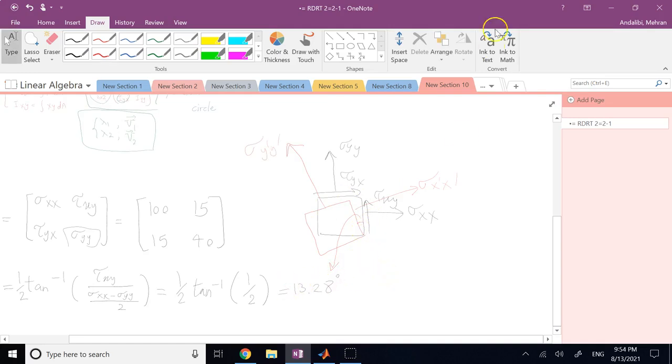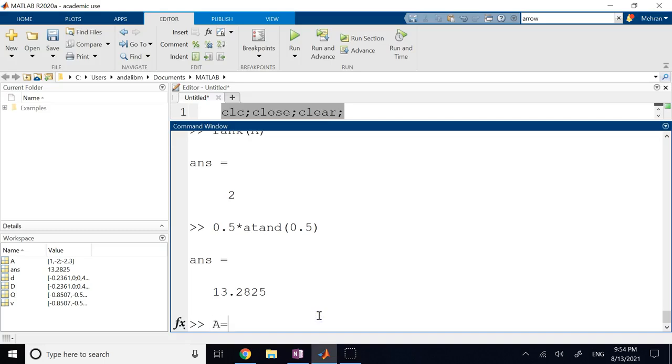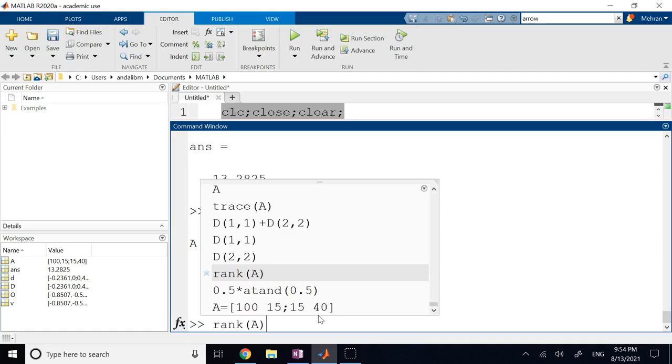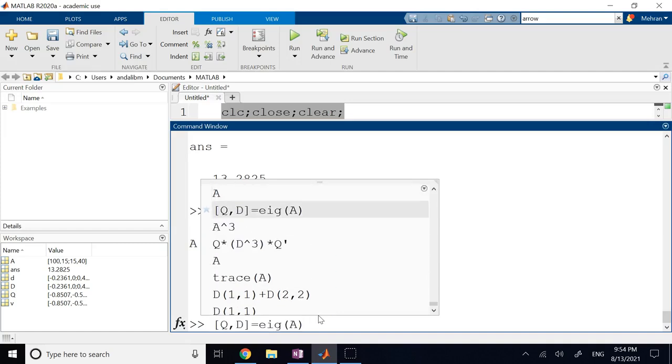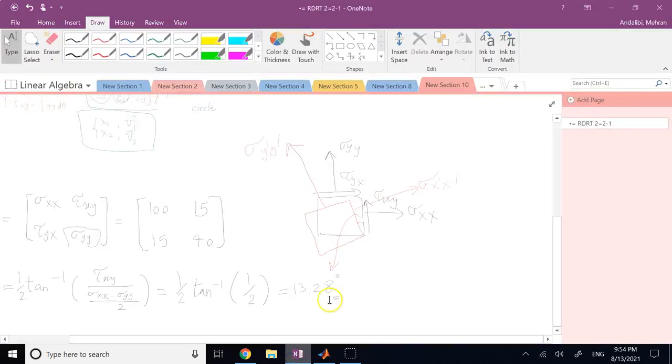Now, how can I find it? Can I use my eigenvalues and eigenvectors? So let's do that. Here I say my A matrix is equal to 100, 15, 15, and 40. And give me the eigenvalues and eigenvectors for this. It does. So these are the eigenvalues and the eigenvectors. If you look at them, one of them is this, the other one is this. Now the question is, is any of these going to give me the angle of 13 degrees or not?